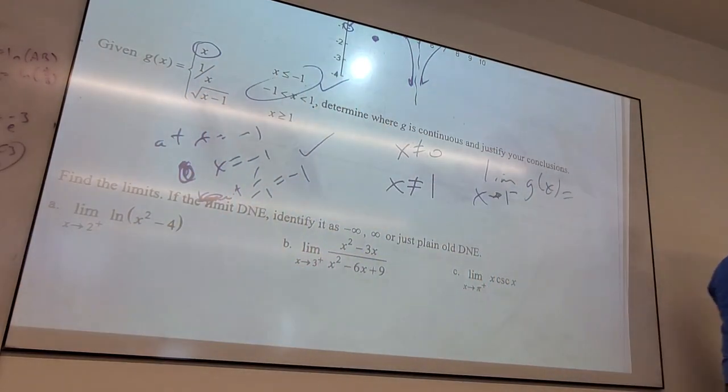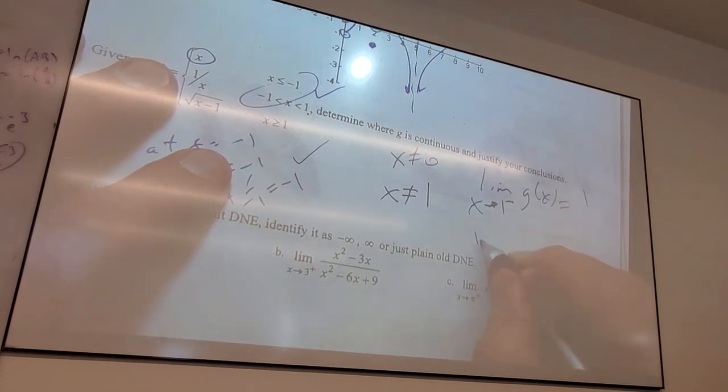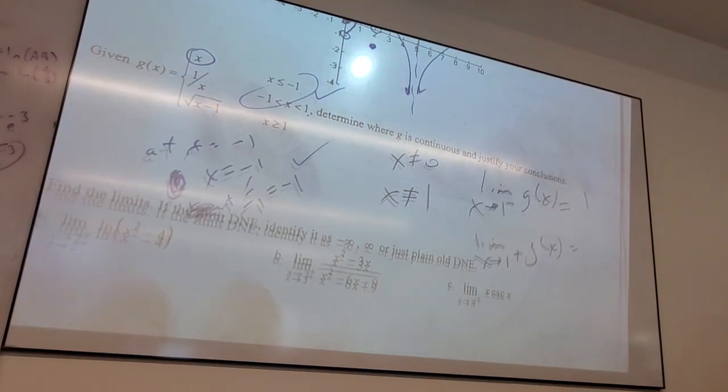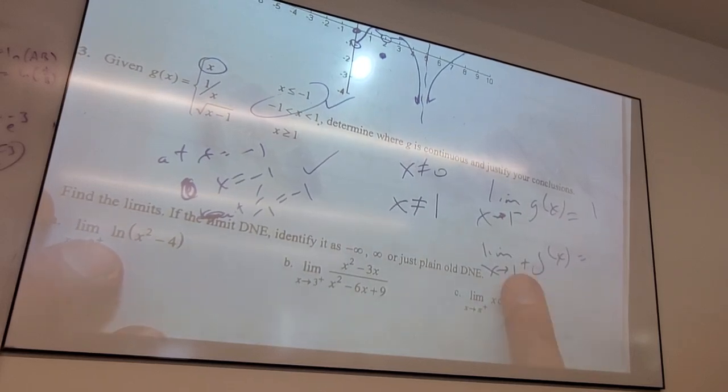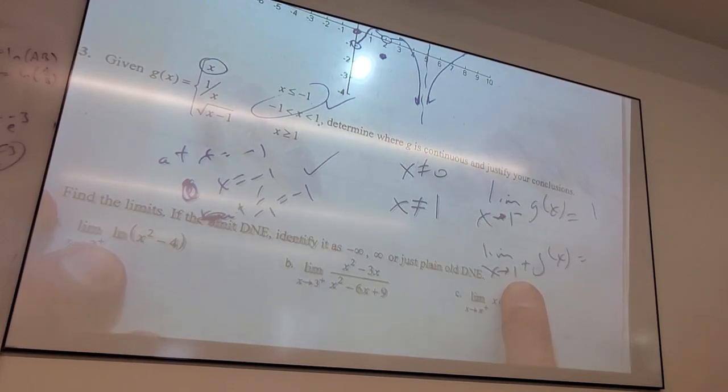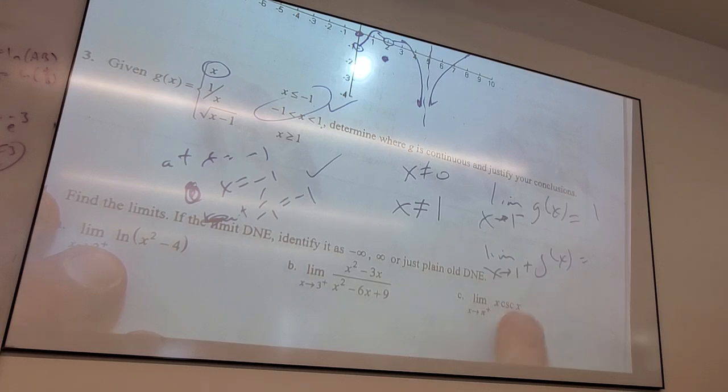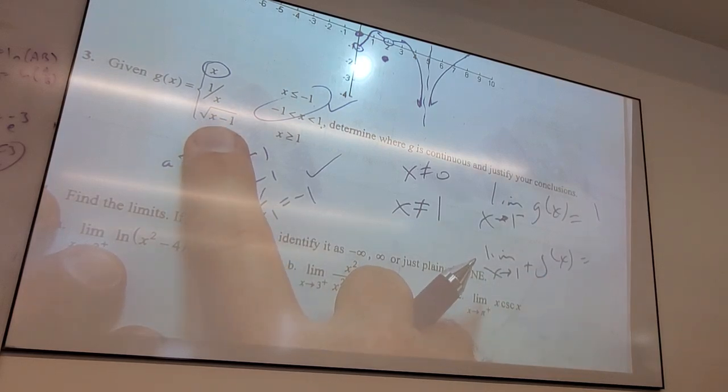What's the limit as x approaches 1 from the right? What am I using now? I'm using numbers bigger than 1, correct? So which function am I using? The bottom one. From the right of 1 is bigger than 1, correct? So I'm using the bottom one, and when I plug a 1 in there, I get 0.